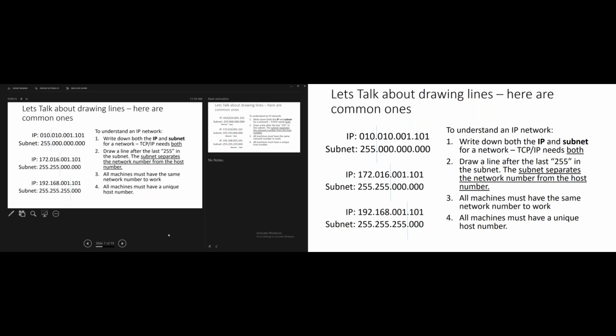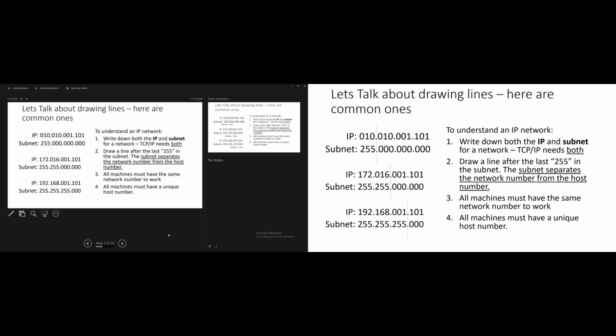So the rule is just this simple. Look for the change in the subnet. When it changes from 255 to something else, draw a line. Now, notice I didn't say if it changes from 255 to 0. I said when it changes from 255 to something else. And we're going to go over that in the next presentation. But for now, let's just keep it simple. 255 or 0, I draw a line after that.